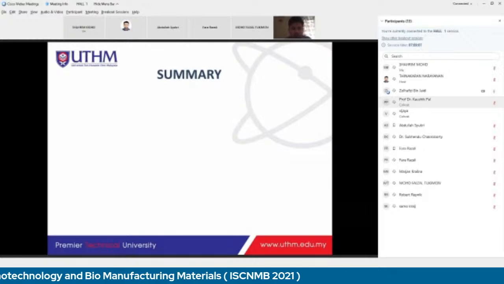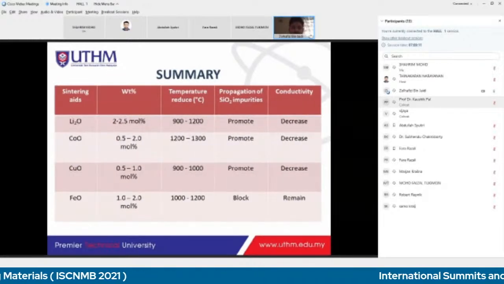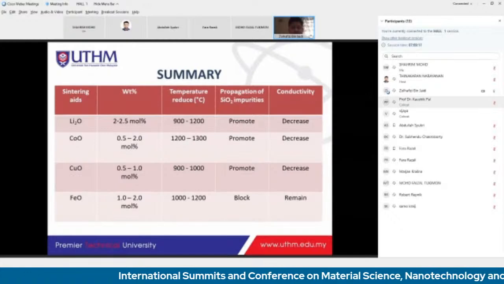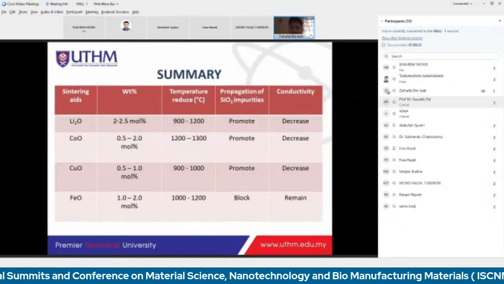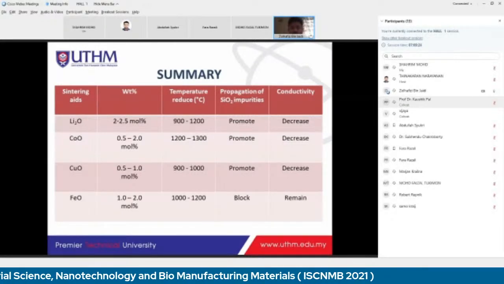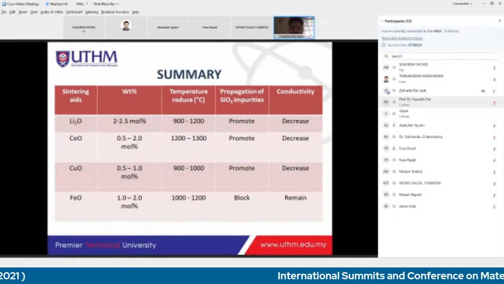To make it short, this is the summary of my review. From this table, we can see that when we use lithium oxide at 2 to 2.5 mole percent, we can reduce the sintering temperature to 900 to 1,200 degrees Celsius, while cobalt oxide, when used at 0.5 to 2.5 mole percent, we can reduce to 1,200 to 1,300 degrees Celsius.